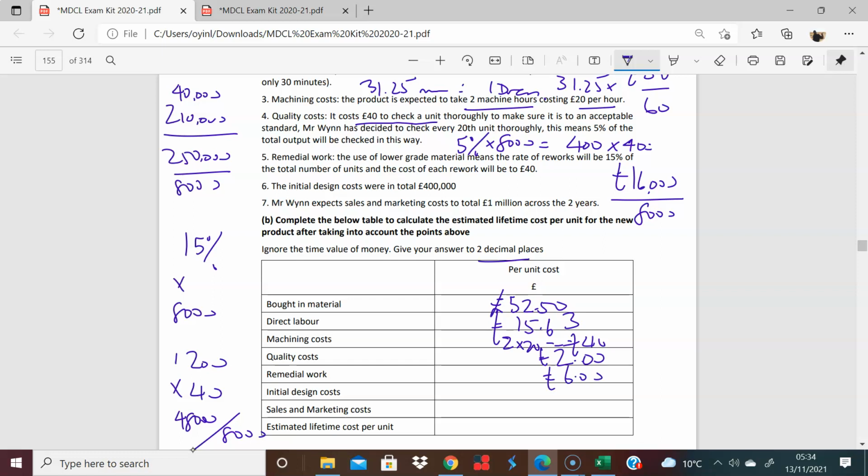It says initial design costs were 400,000. I'm going to divide that by the 8,000 to find what that is. 400,000 divided by 8,000 is 50. And then it says the sales and marketing across both years will be 1,000,000. So divide that 1,000,000 again by 8,000, and that's £125.